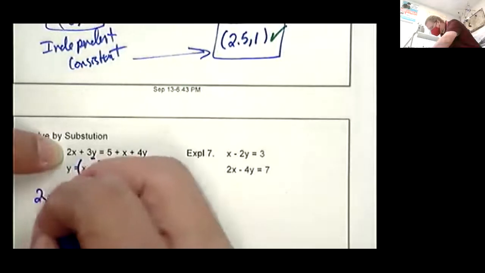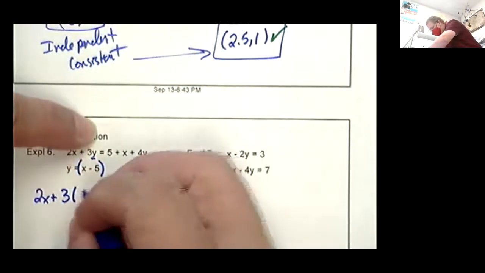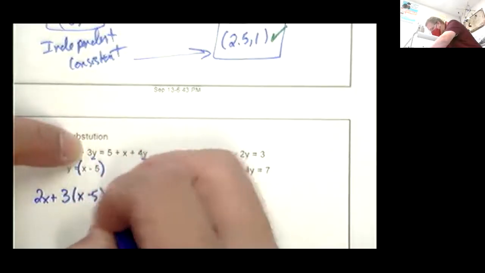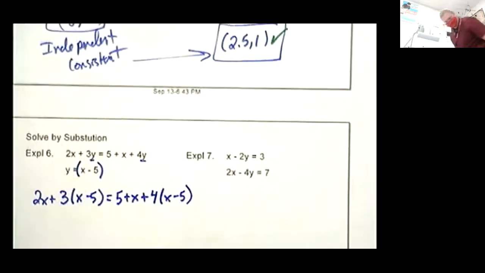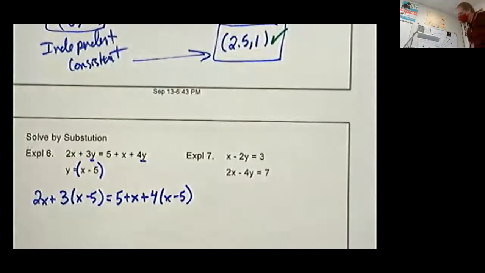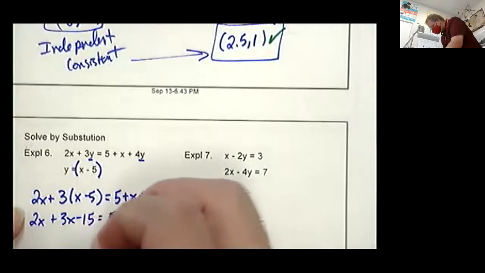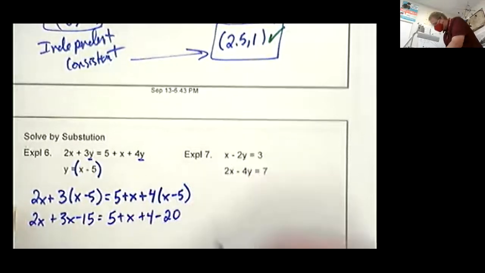So here we go, 2x plus 3. This has to be distributive property. Y, but we know y is x minus 5, is equal to 5 plus x plus 4. Again, there's a y, but I know y is x minus 5. And let's see what happens. Simplify, we'll use distributive property: 2x plus 3x minus 15 is equal to 5 plus x plus 4x minus 20.